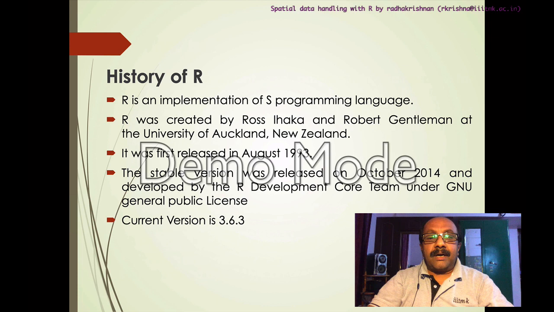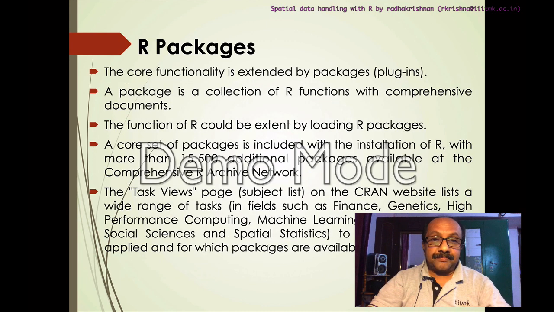A brief history of R: it's an implementation of the S programming language. It was created by Ross Ihaka and Robert Gentleman at the University of Auckland. It was first released in 1993. The current version is 3.6.3.